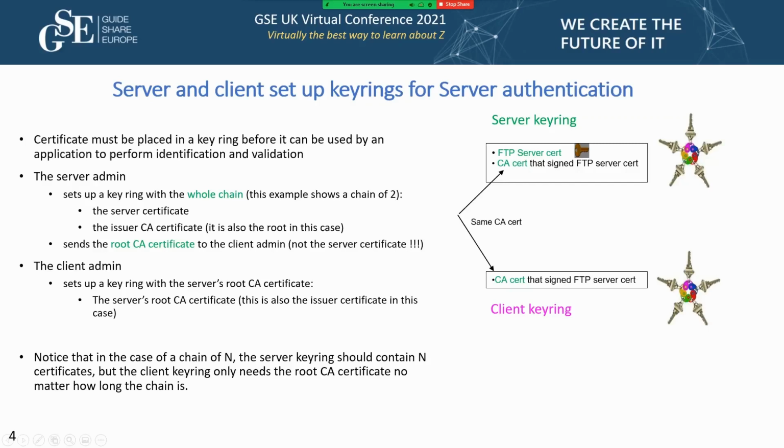If I use an example of 3, then you will see the server keyring will contain 3 certificates. For a chain of 10, the server keyring will contain 10 certificates. But no matter how many certificates are in the server keyring, whether it is a chain of 2 or a chain of 3 or a chain of 10, the certificate needed in the client keyring is just 1, which is the CA's root certificate.